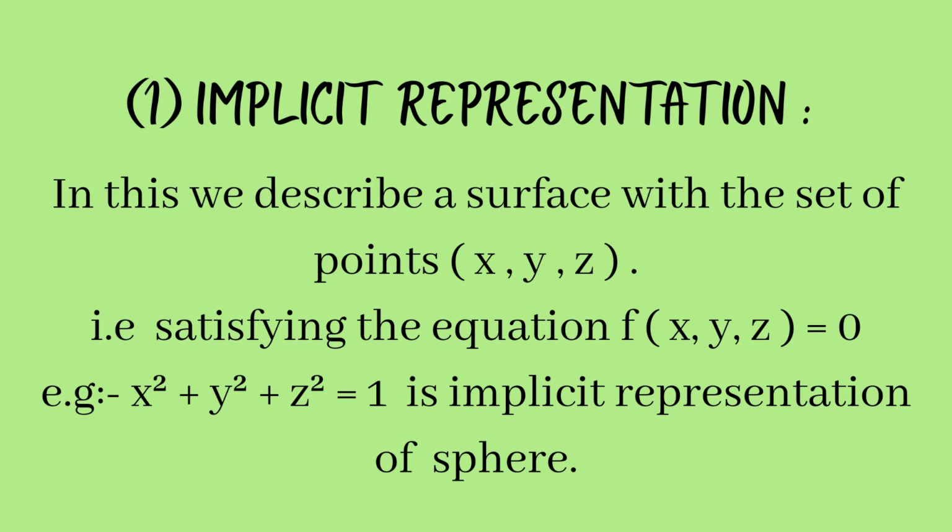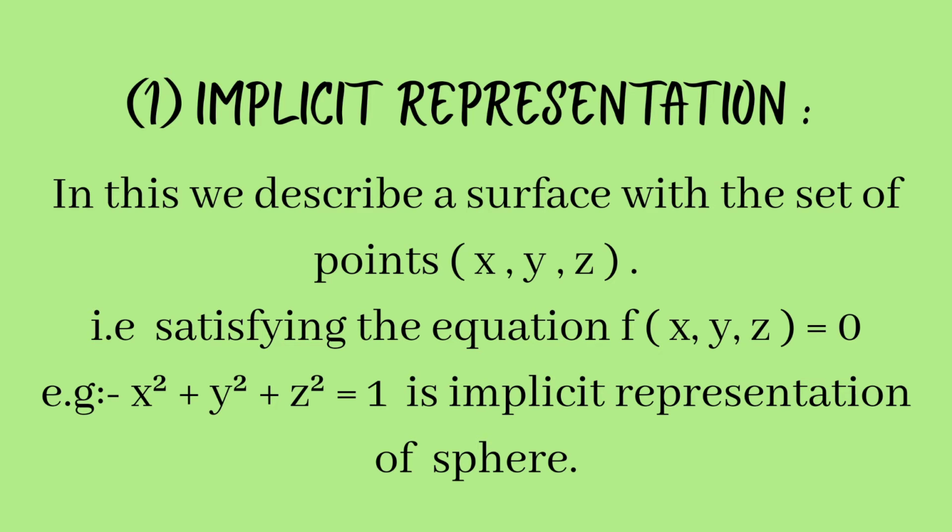Firstly, implicit representation. In this, we describe a surface with a set of points x, y, z that is satisfying the equation f of x, y, z is equal to 0. The example is x square plus y square plus z square is equal to 1. It is an equation of sphere, and here it is in the form of implicit representation.